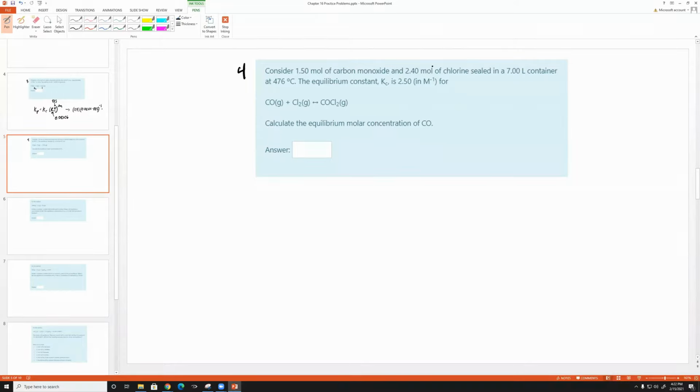So to me, this sounds like an ice chart where you're looking for some kind of equilibrium concentration. If you're given initial values and you're asked to calculate an equilibrium concentration or a Kc value, it's usually going to be an ice chart. So we want to write the equation up here: CO plus Cl2 yields COCl2. Now our initial, and keep in mind, we're talking about initial concentration, not initial molar amount.